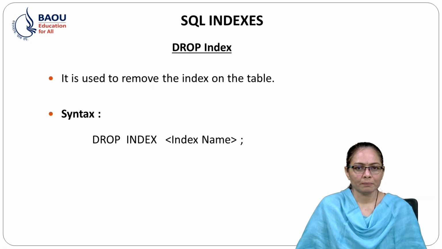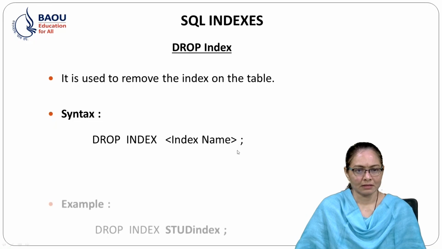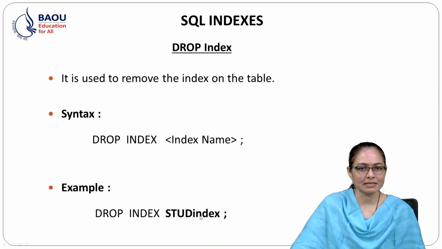Now, drop the index. How to drop an index? If we want to remove an index on the table, then this command is used. See the syntax: DROP INDEX index_name. For example, DROP INDEX stud_index. This index is removed from the student table.